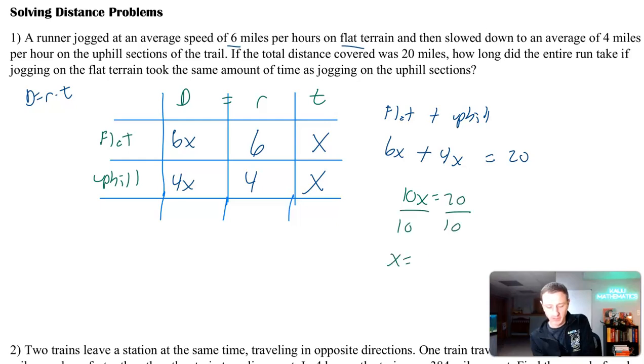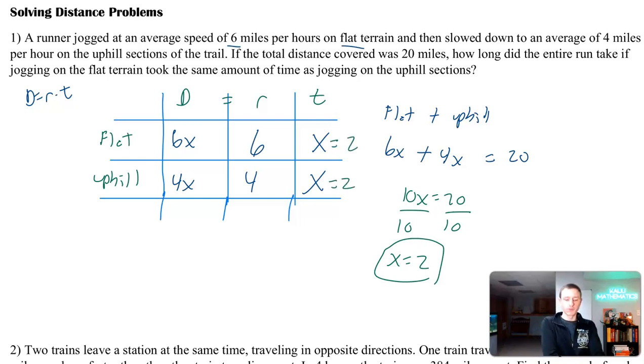Divide by 10, x equals 2. That means that both the flat and the uphill were 2 hours each. Oh, good follow-up question here. It says, how long did the entire run take? The entire run. If I ran uphill for 2 hours and ran the flat section for 2 hours, 2 plus 2 is 4. So the total trip took 4 hours.